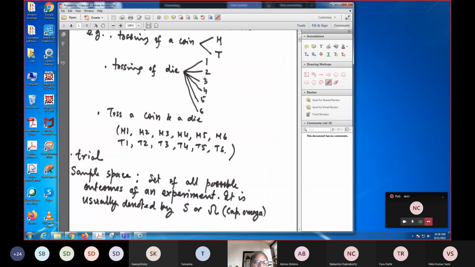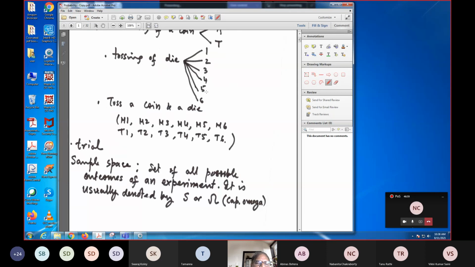Usually for the tossing of a coin we use the word trial. Trial is a word that we use, for example, when you throw a die 5 times: first trial, second trial, third trial, or first throw, second throw, third throw. So the word trial will often be used.